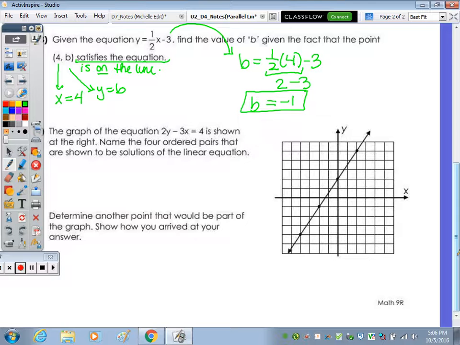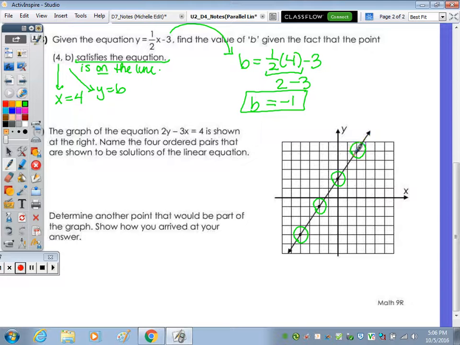Number 4, and last one. The graph of the equation 2y - 3x is shown to the right. Name the 4 ordered pairs that are shown to be solutions of the equation. Those are all the points where we have a dot on the line. We have 3 dots that are actually marked.